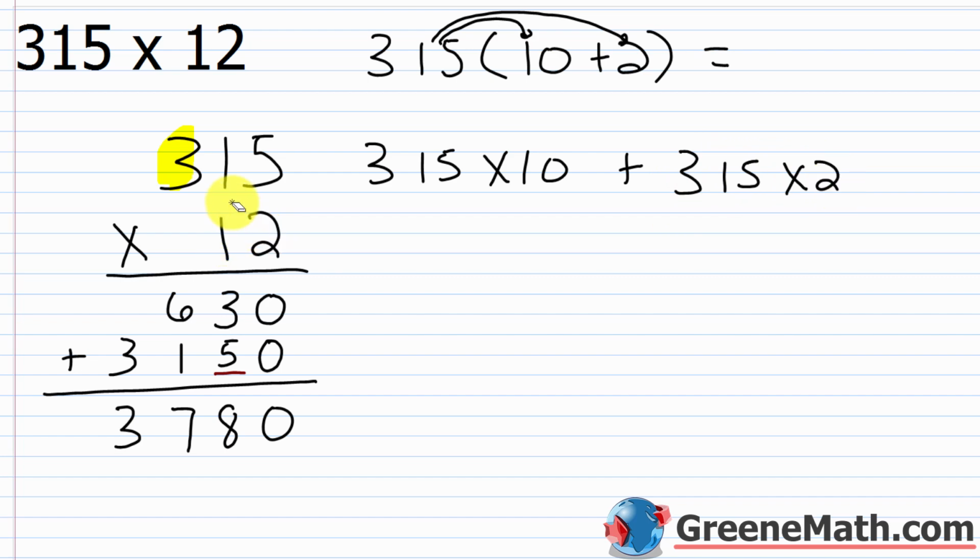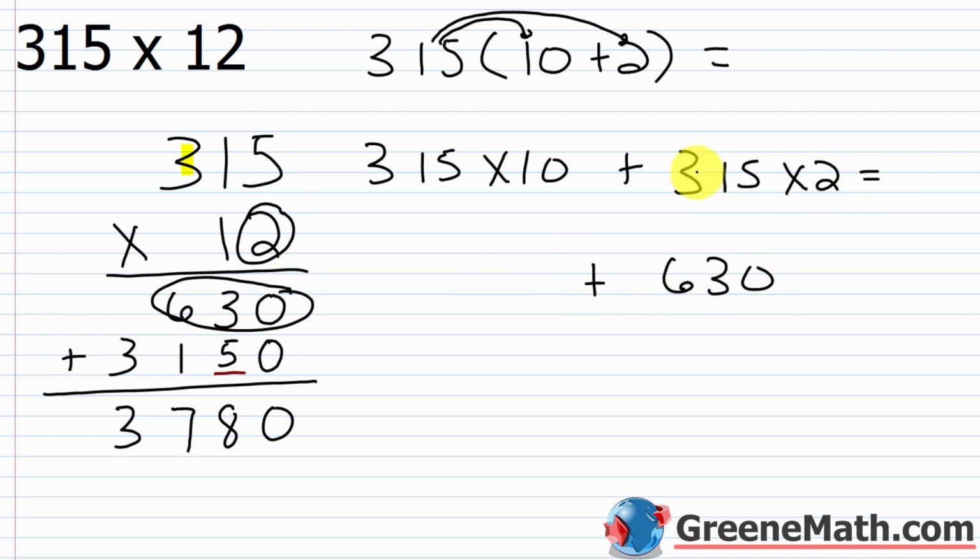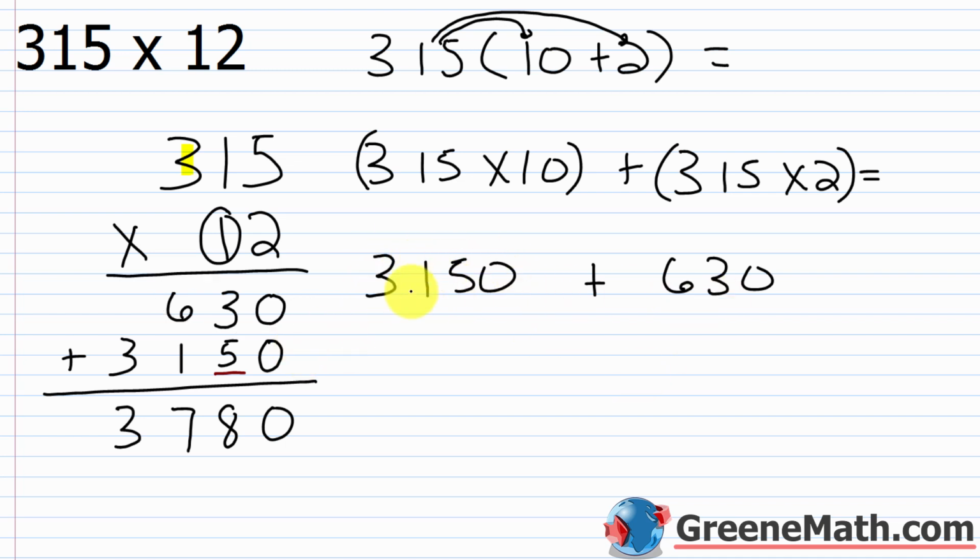And that's exactly what we just did here. We did the rightmost digit of this bottom number, 2 times 315. The result of that was 630. So I would have plus 630 over here. And we also did 315 times 10. Because this 1 is in the tens place, I multiplied 10 times 315, and that gave us 3,150. Then we did some addition, just like we did over here. 3,150 plus 630, which gives us 3,780.